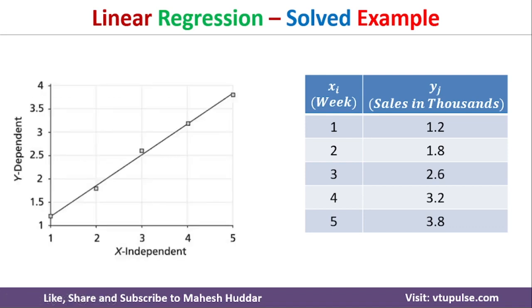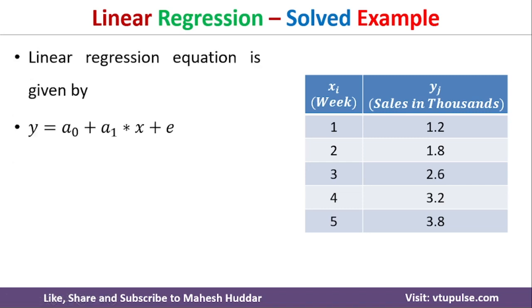In the linear regression algorithm, first we plot the independent variable against the dependent variable. In this example, x is the independent variable and y is the dependent variable. All these 5 points are plotted here. The goal of linear regression is to find a straight line which will fit this given data set perfectly. The equation for this line looks like this: y equals a0 plus a1x plus e, where e is the error. a0 is the intercept and a1 is the coefficient of the independent variable, that is x.